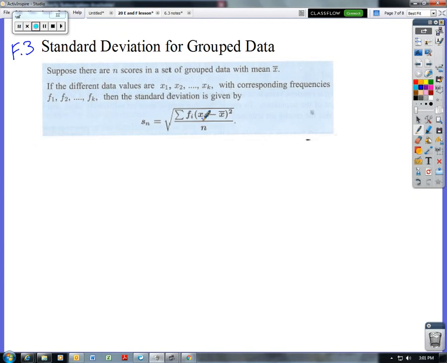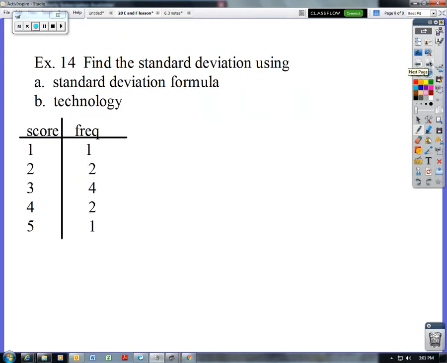If you have an interval, a class interval, you'll use the midpoint. So use the midpoints if you have class intervals. Other than that, we can just jump right into example 14, which is going to be our last example.